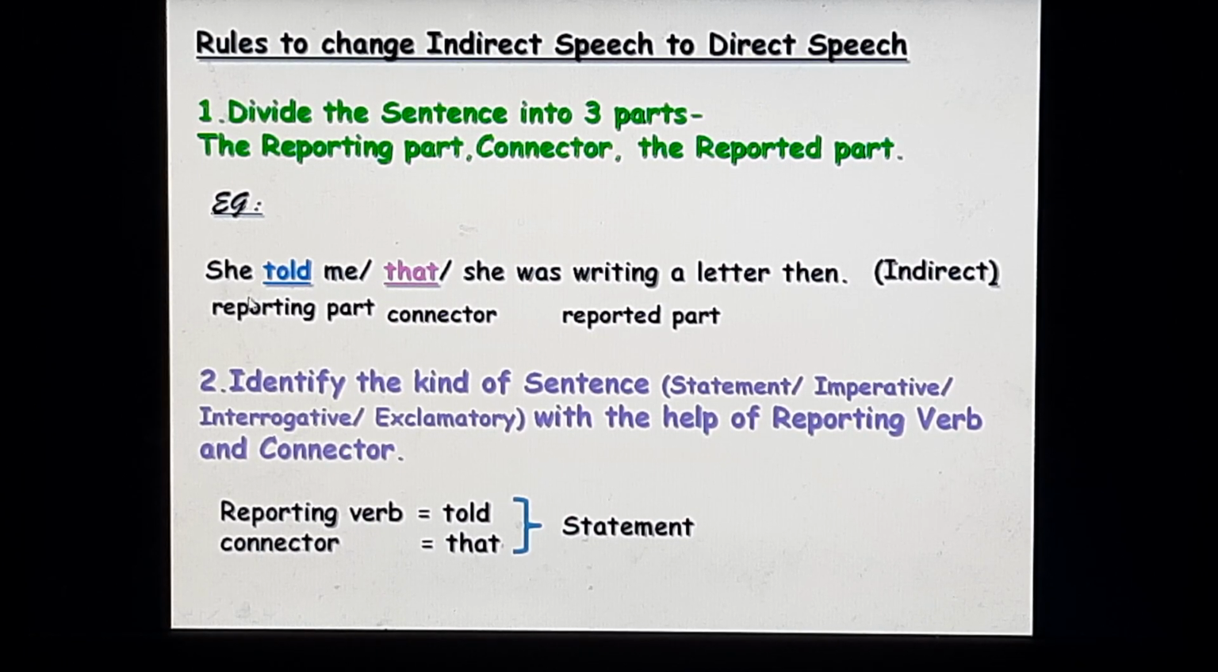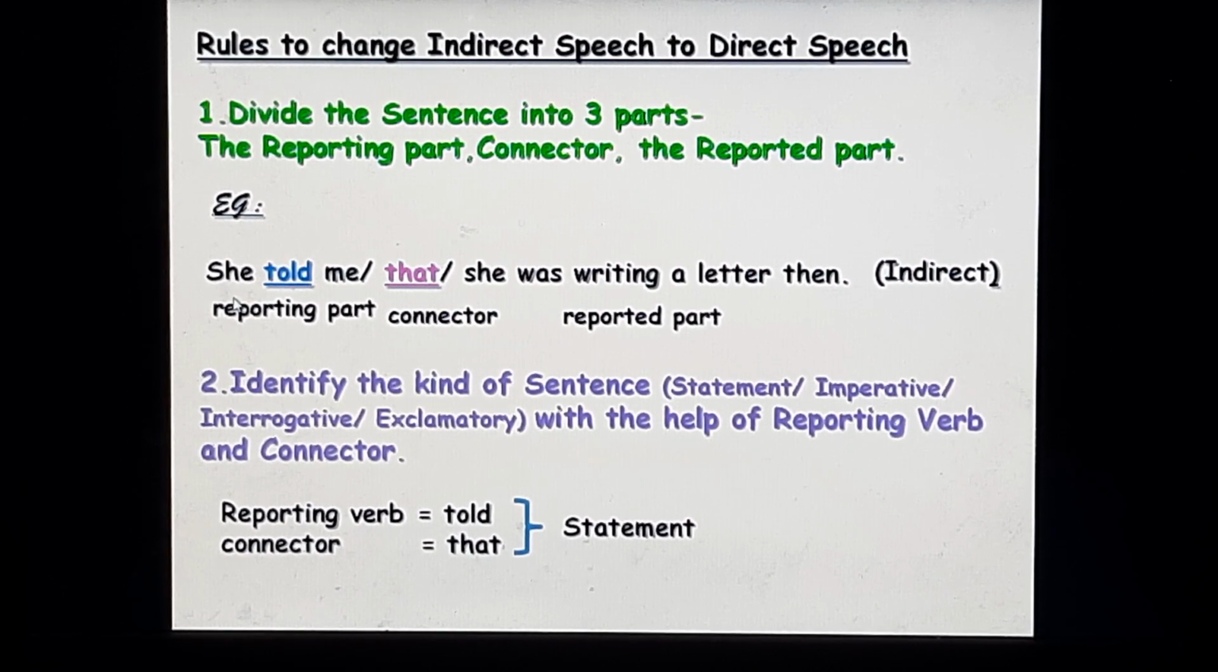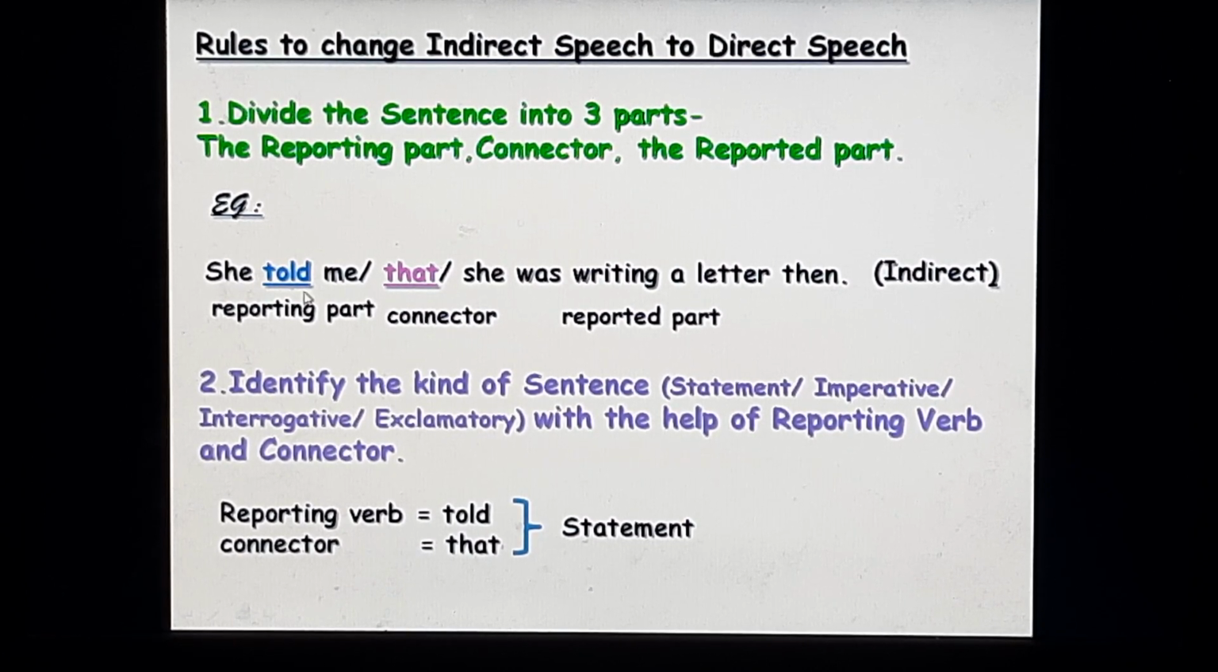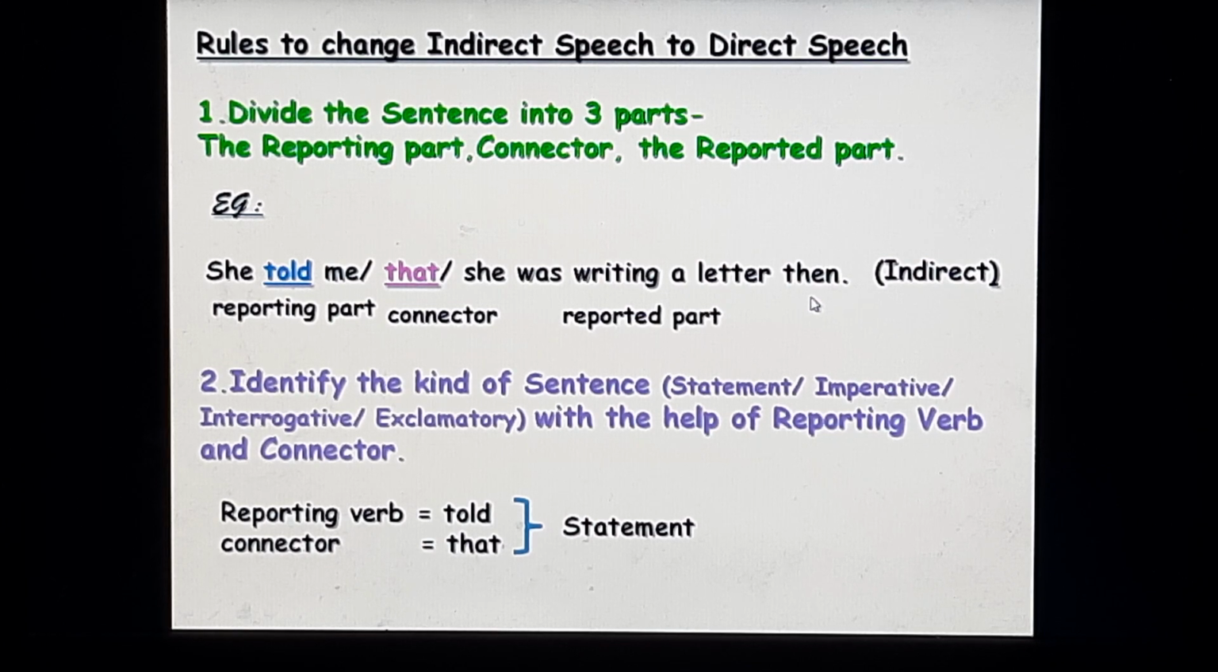So, the first part is the reporting part. Which one? She told me. That is the who said to whom part. Then you have the connector that. Then the third part, she was writing a letter then, which will be your direct speech within inverted commas.